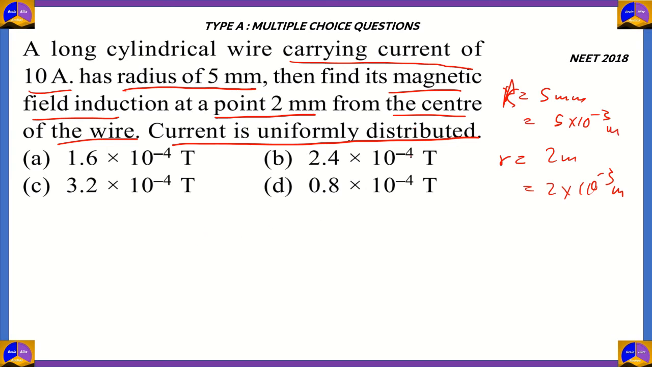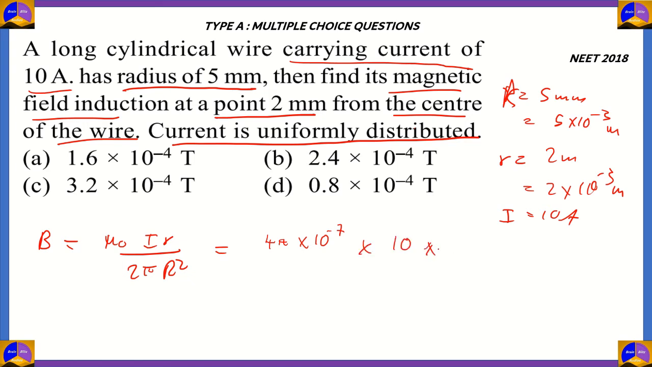So therefore we know the value of the radius of the wire. We also know the value of the distance from the center of the wire, and we know the value of current here, which is 10 amperes. So we need to find the value of magnetic field induction. So that is B equals mu naught I r divided by 2 pi times capital R squared. The value of mu naught, that is permeability in free space, is 4 pi into 10 raised to minus 7. Then you have 10, and small r is 2 into 10 raised to minus 3, divided by 2 pi times (5 into 10 raised to minus 3) the whole squared.